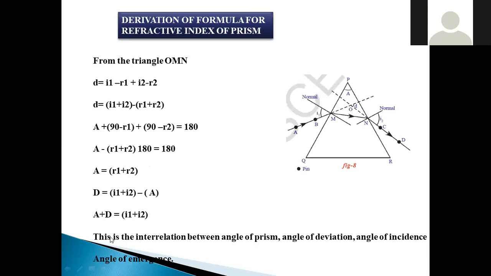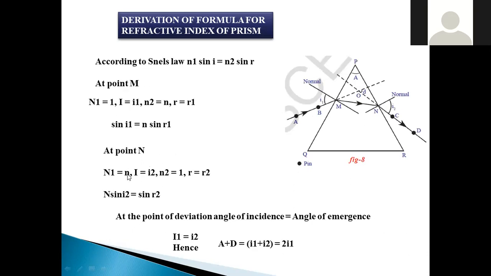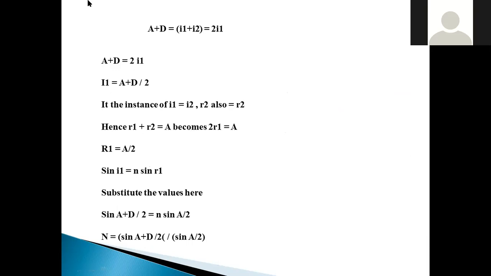Just now we derived in the equation that R1 plus R2 is equal to A, where A is the angle of prism. We already got it, so that can be applied here. So A is equal to R1 plus R2, which is nothing but A is equal to 2R1. It can be represented as R1 is equal to A by 2.